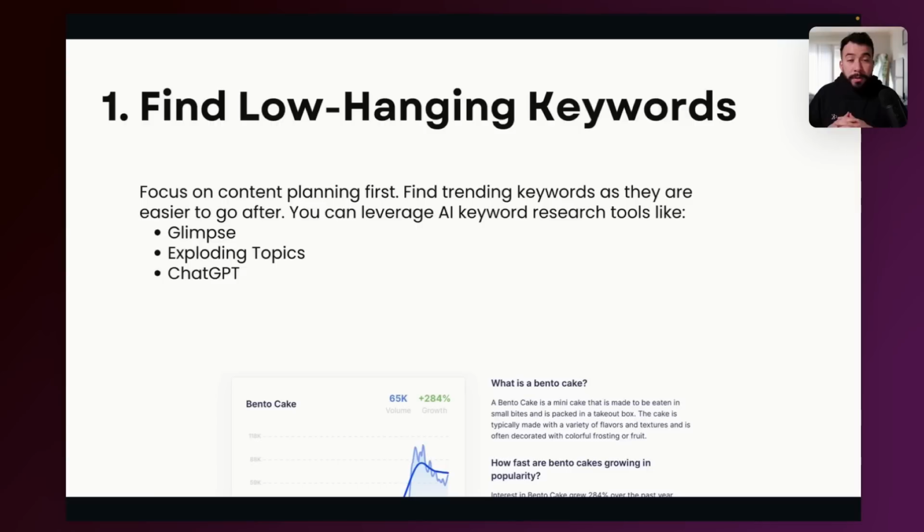So what you can do to find low-hanging keyword ideas is you can use trend spotting tools. The ones I go for that use AI are Glimpse and Exploding Topics. You have Google Keyword Planner. And if you don't want to use those tools, then you can also just focus on ChatGPT. While it's only been updated to 2023, you can still use it to find a lot of good keyword ideas depending on the niche that you're in.